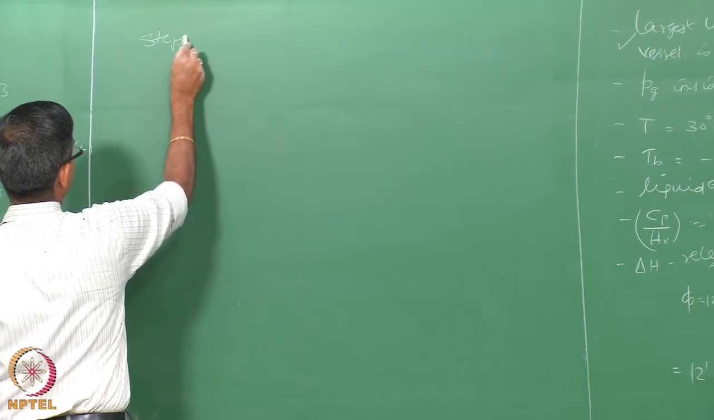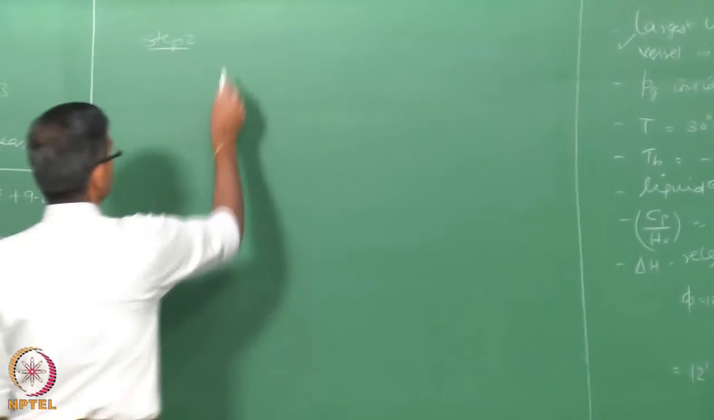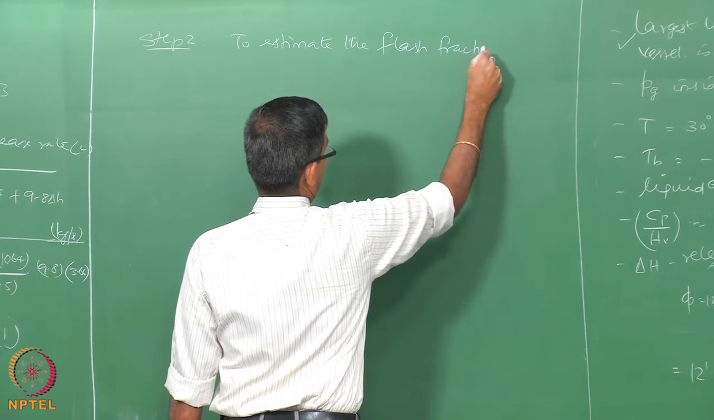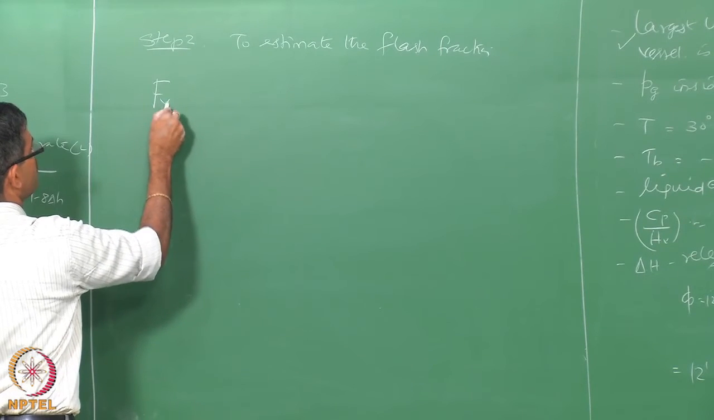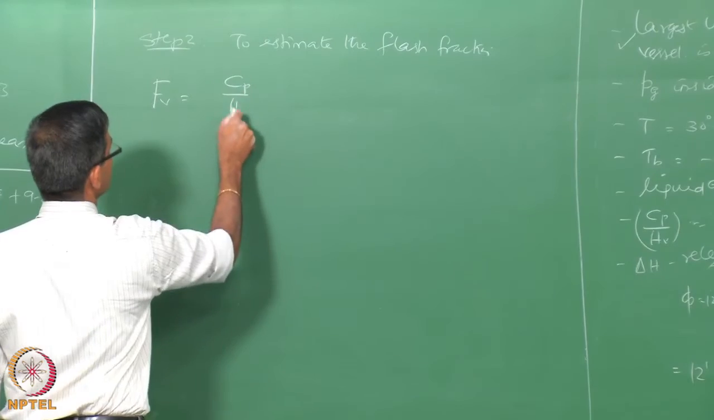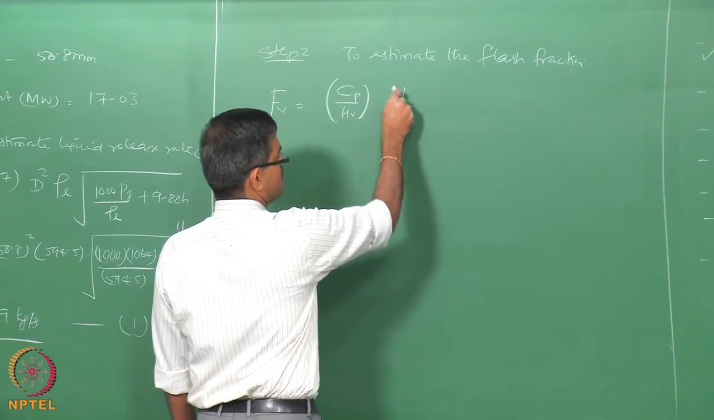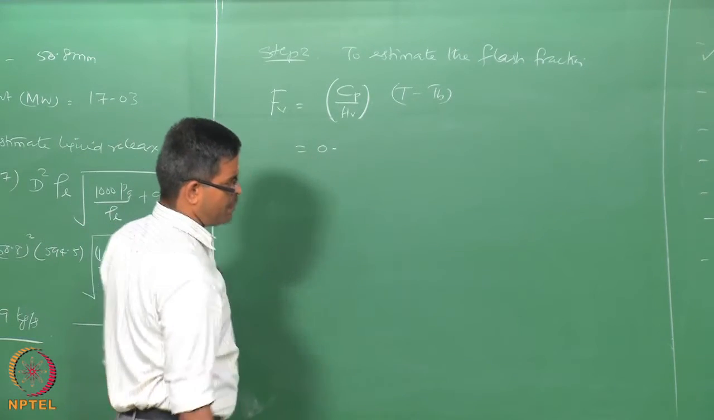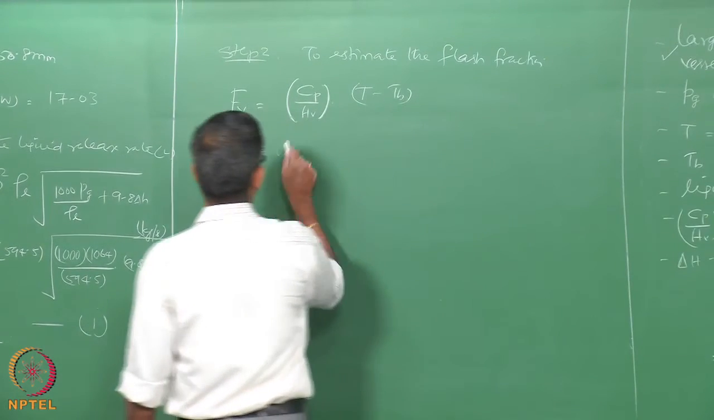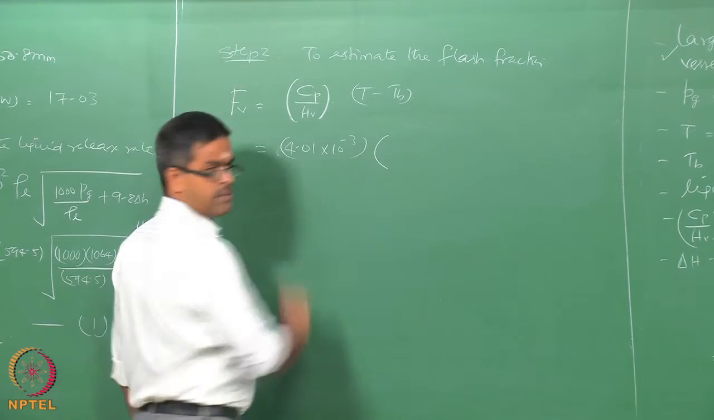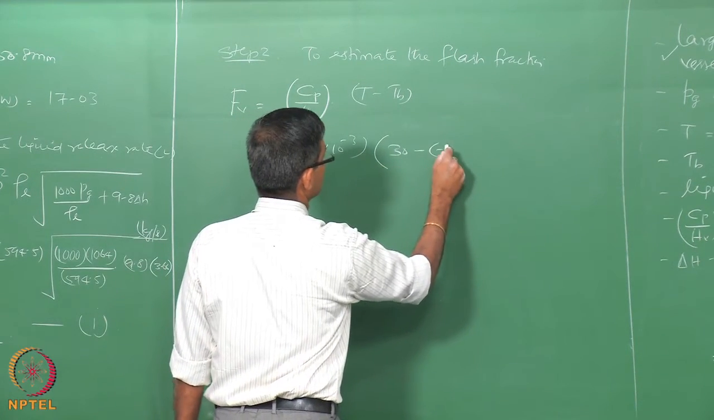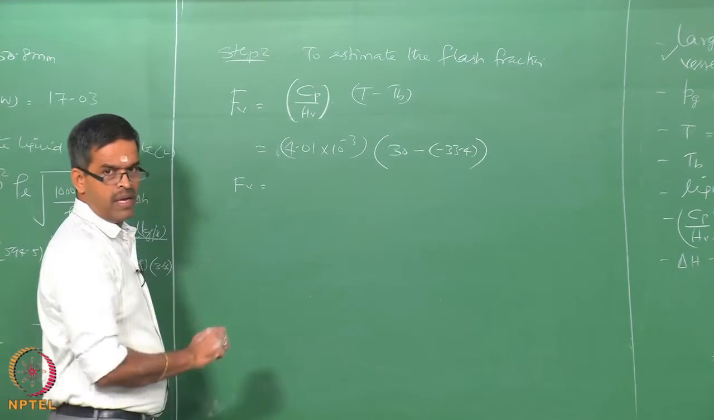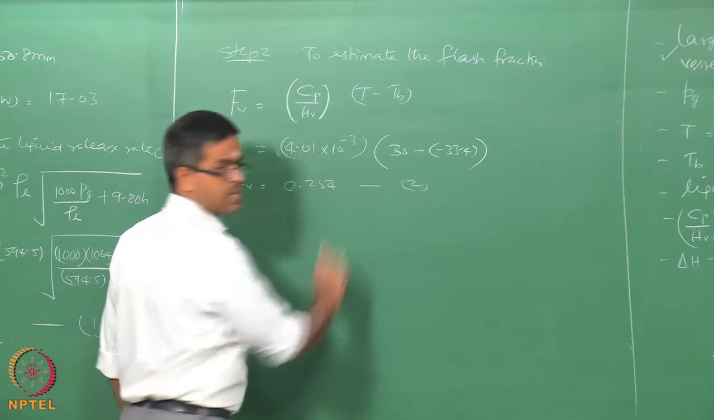So, step number 2, being a liquid release, I would also like to know the estimate of flash fraction. So, I can easily find the flash fraction by the equation given in the last lecture, which is Cp by Hv of operational temperature minus the boiling point temperature. Cp by Hv we know it is 4.01 10 power minus 3. Operation temperature is 30 and this is minus 33.4, that is the boiling point, which gives me Fv as 0.254. Let us say this is the second value I got.